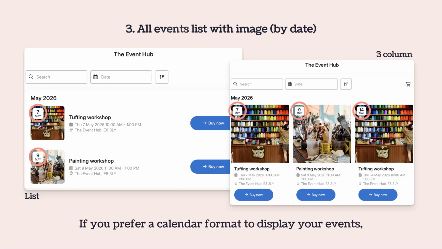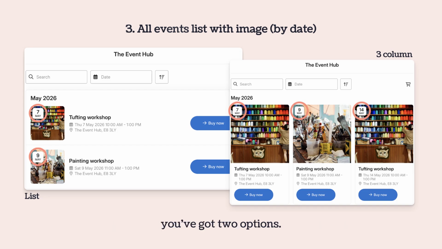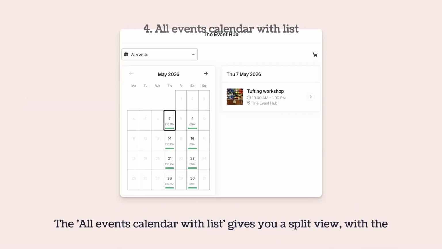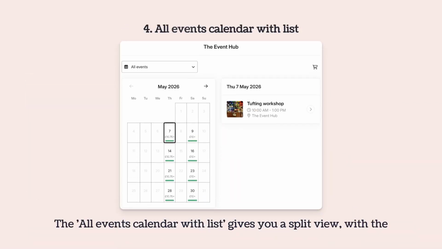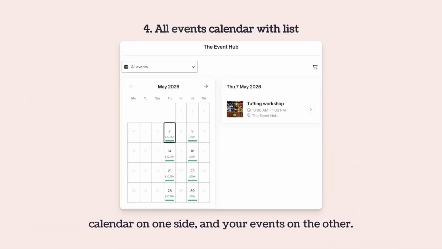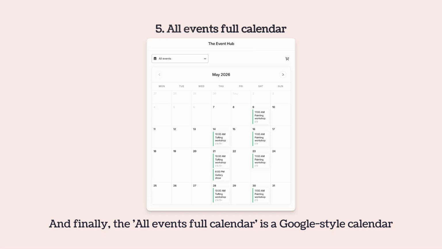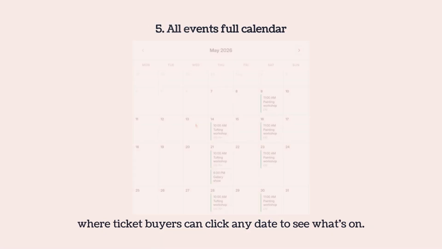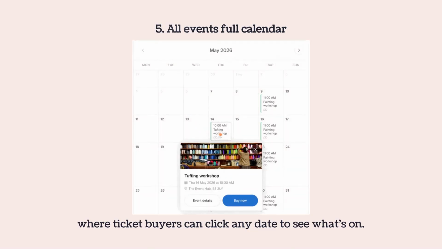If you prefer a calendar format to display your events, you've got 2 options. The All Events calendar with list gives you a split view, with the calendar on one side and your events on the other. And finally, the All Events full calendar is a Google-style calendar where ticket buyers can click any date to see what's on. This one's perfect if you've got a packed schedule.